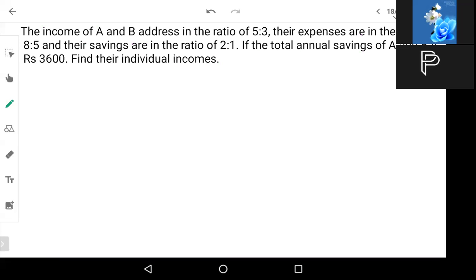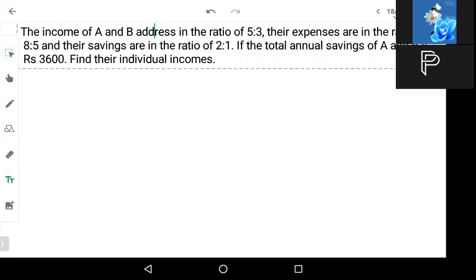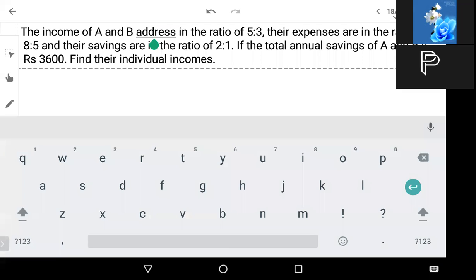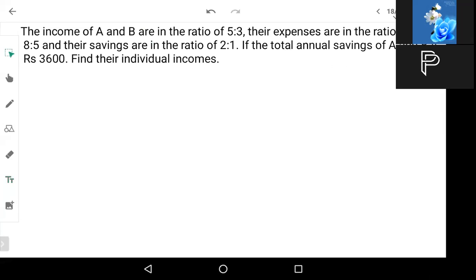Now here, the incomes of A and B are in the ratio, sorry, this is B, let me correct it, are in the ratio 5:3. Their expenses are in the ratio of 8:5, and their savings in the ratio of 2:1. If the total annual savings of A and B is 3,600 rupees, find their individual income.